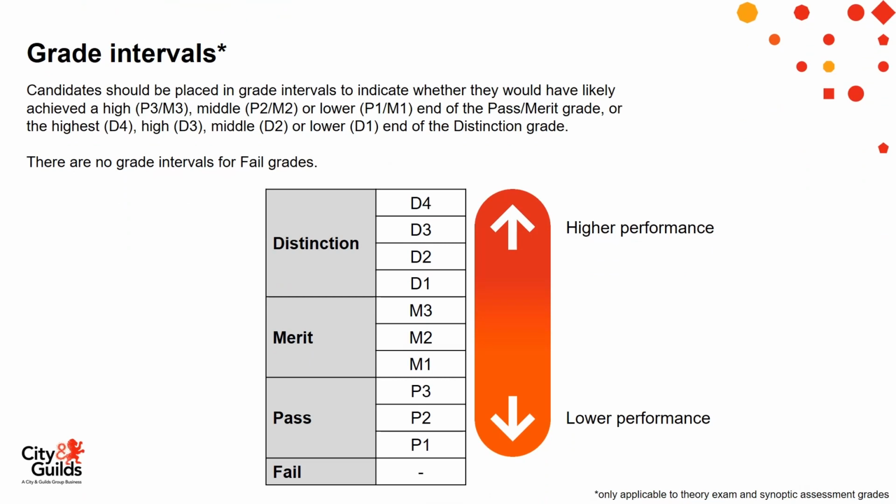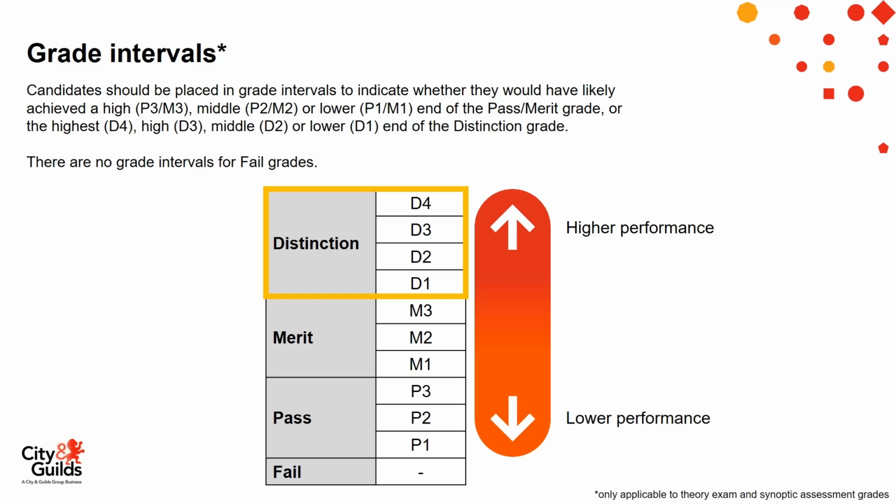Now we've assigned a grade based on the evidence available to us, we can start to look at individual performance of each candidate within their grade. We need to place candidates into grade intervals to indicate whether they would have likely achieved a high, middle or lower end of the pass or merit grade, or the highest, high, middle or lower end of the distinction grade. So we can see that there are 4 grade intervals for distinction. These are highest, which is D4, high, which is D3, middle, which is D2, and low, which is D1.